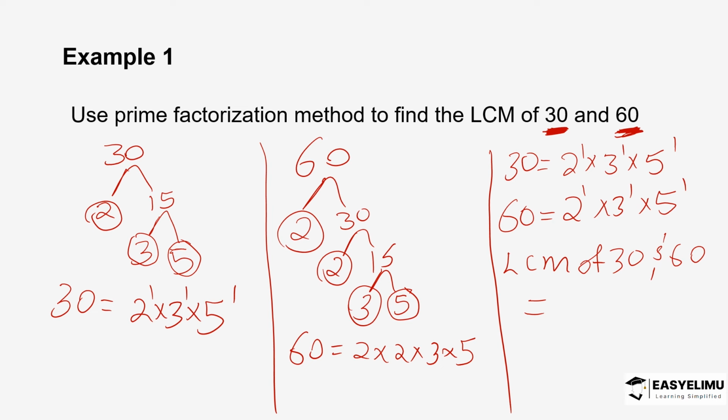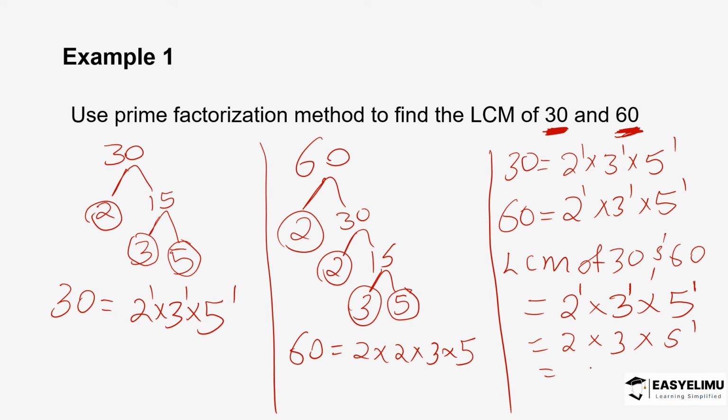Now, when it comes to LCM, you pick all the prime factors that you can see. You see, we have 2, we have 3, and we have 5. So we pick all of them. We start with 2, and then you multiply by 3, and then you multiply by 5. Then again, you pick the highest power of each. For example, here, for 2, the highest power is 1. For 3, again, the highest power is 1. And for 5, again, the highest power is 1. So 2 power 1 simplifies to 2, 3 power 1 simplifies to 3, and 5 power 1 simplifies to 5.